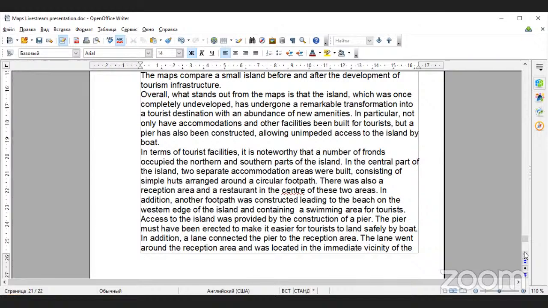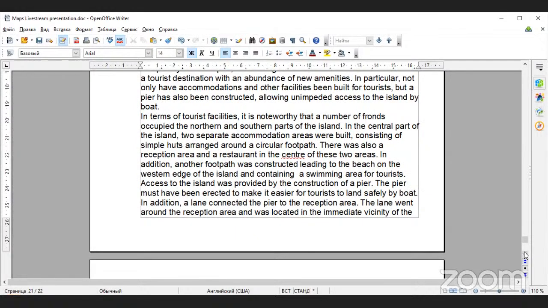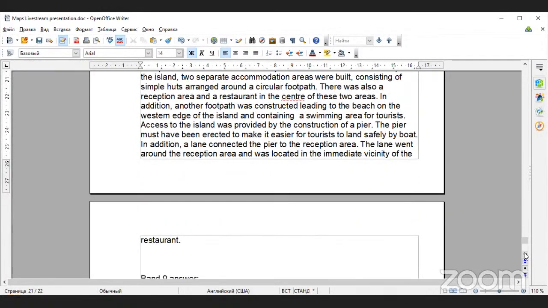The pier must have been erected to make it easier for tourists to land safely by boat. In addition, a lane connected the pier to the reception area. The lane went around the reception area and was located in the immediate vicinity of the restaurant.